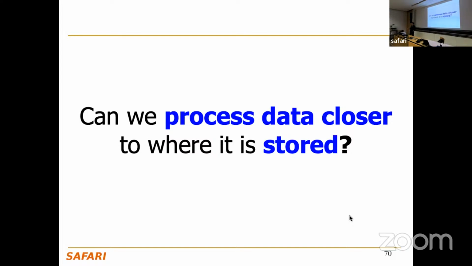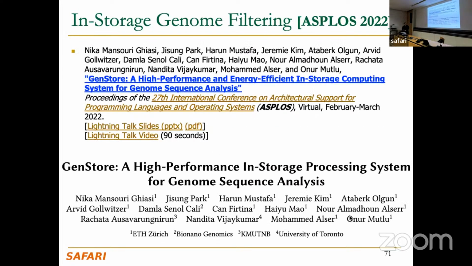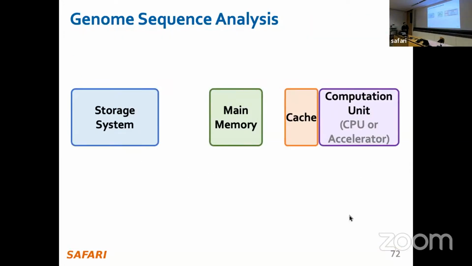So I covered some ideas where we use processing in memory, but the next question is, can we also process the data closer to where it is stored? And for that, we've also published several works in this direction where we do the computation within the storage, within the SSD. And one good example of this direction is GenStore. So essentially what we're observing is that assume you have a storage system that perhaps includes a single SSD or multiple SSDs. And also in the hierarchy, you would also have a main memory, caches, and then your computation unit, right? Either CPU or an accelerator.